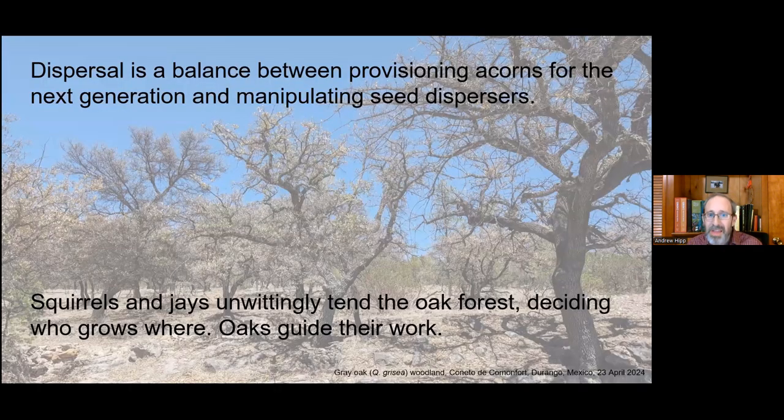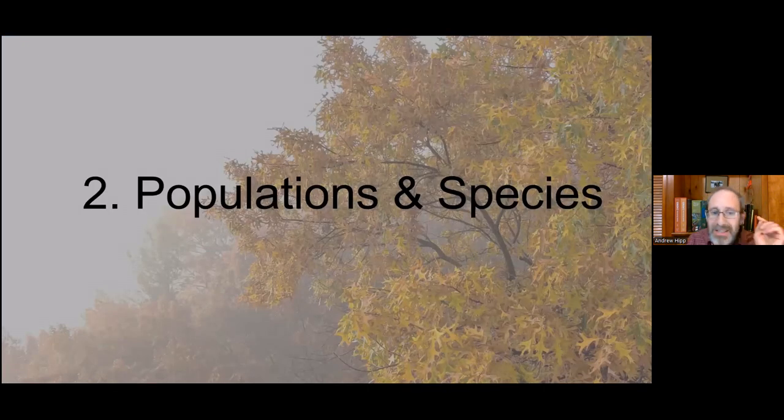So dispersal then, this business of reproducing and getting seeds out into the next generation in places where they'll survive, is a balance between provisioning acorns with food for the next generation and manipulating the seed dispersers, particularly the squirrels and the jays, who will then plant the trees. And so squirrels and jays really, without intending to, they're gardening the oak forest for us, but oaks are guiding their work. Okay, so now that's oaks as individuals.